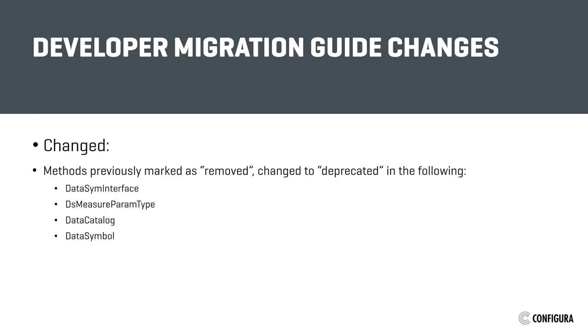Next, we have some methods that were previously marked as removed that have actually been deprecated now in the following areas: data sim interface, measure param type, data catalog, and data symbol. If you have any concerns about that, I would definitely recommend looking through the guide and seeing which of those were set to deprecated instead of being removed. I don't really see that negatively impacting anyone. But if there was some change that you made maybe last week that you were worried about making, you might be able to go back.